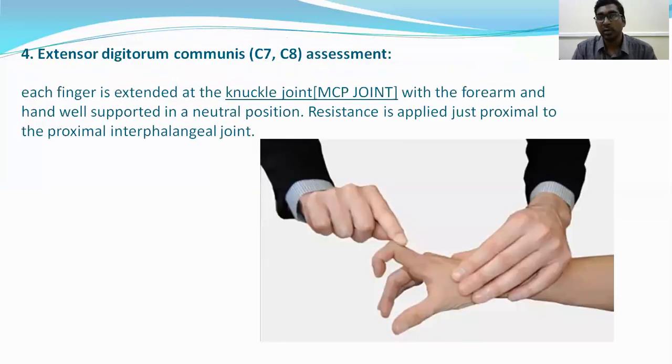And extensor digitorum communis. Similar to flexor digitorum profundus in the flexor compartment, it starts here and ends at the base of the distal phalanx. So how do you examine this? You ask the patient to extend the metacarpophalangeal joints. This is mainly extended by extensor digitorum communis. We ask the patient to do the same and palpate the contraction of extensor digitorum communis. Extension of the interphalangeal joint, even though it is done by extensor digitorum communis, is mainly done by the lumbricals.